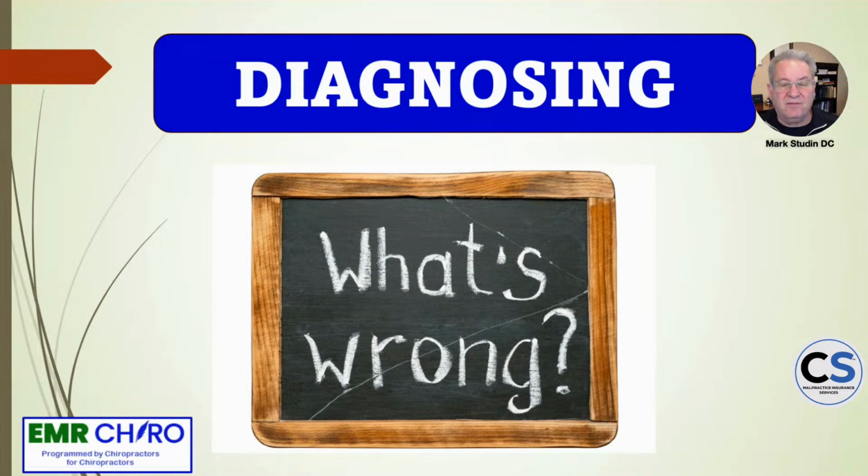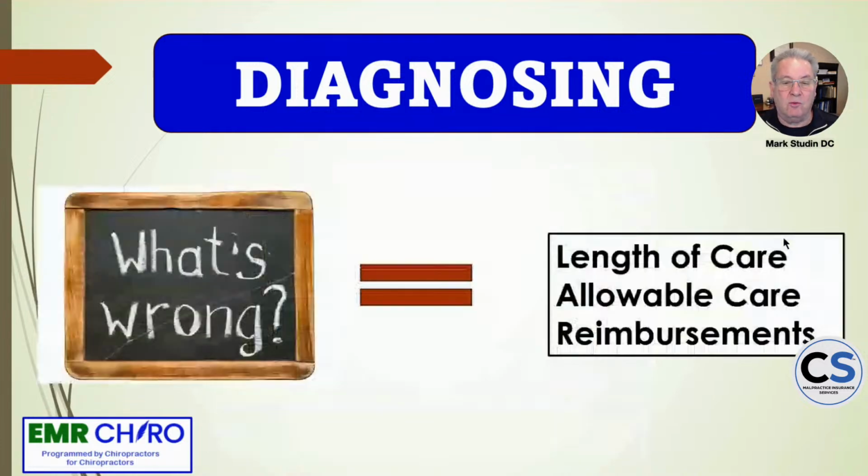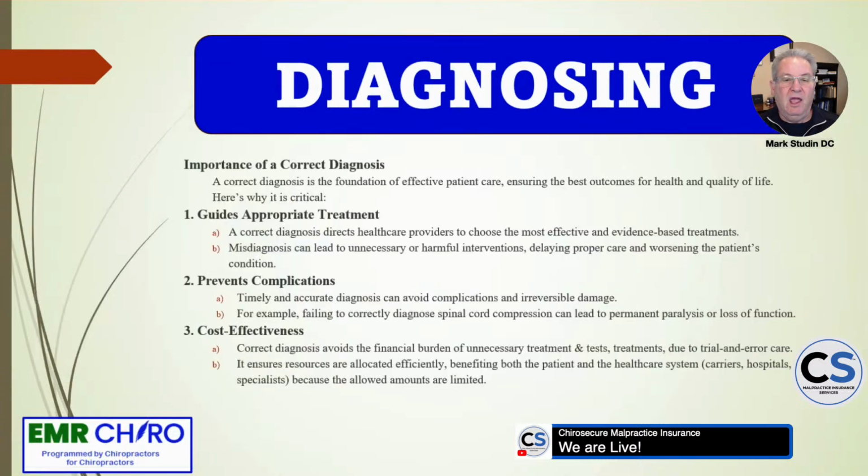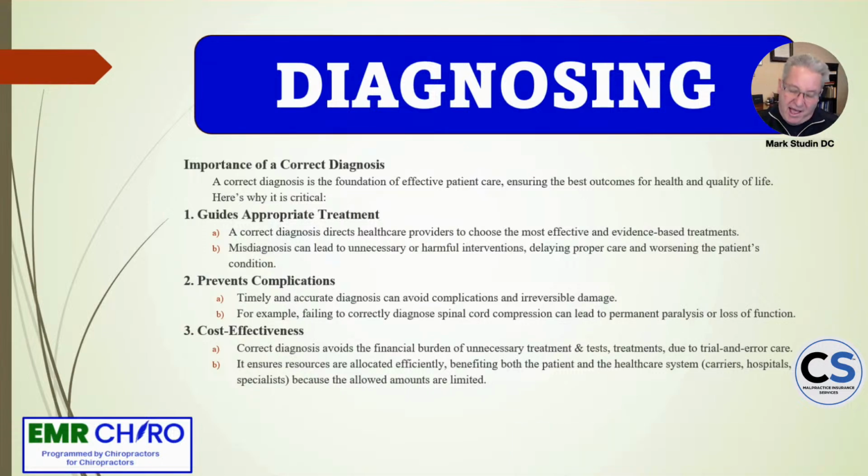So you have to diagnose what's wrong with your patient. What's wrong equals length of care, allowable care, reimbursements. The importance of a correct diagnosis, there's a lot of things here. I'm not going to go through it. It guides treatment. It prevents complications. You have to be cost effective. And don't be afraid to change your diagnoses as the patient progresses, as you get diagnostics.